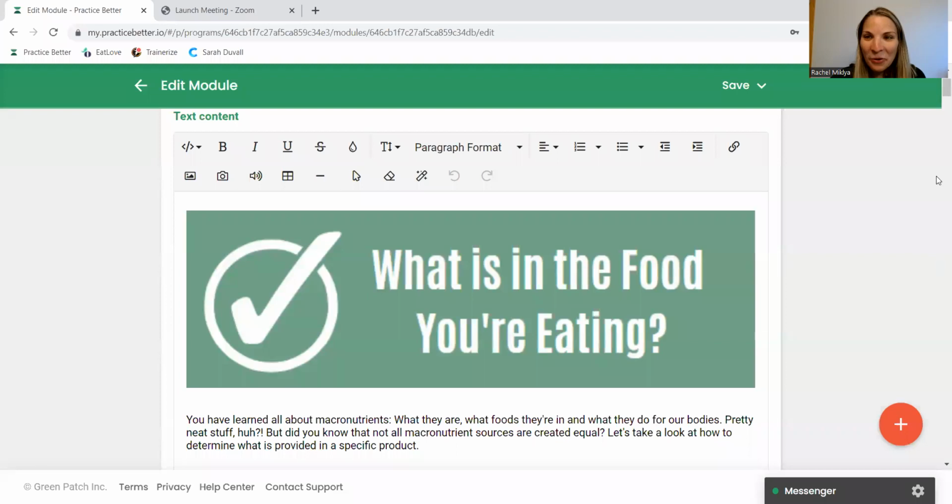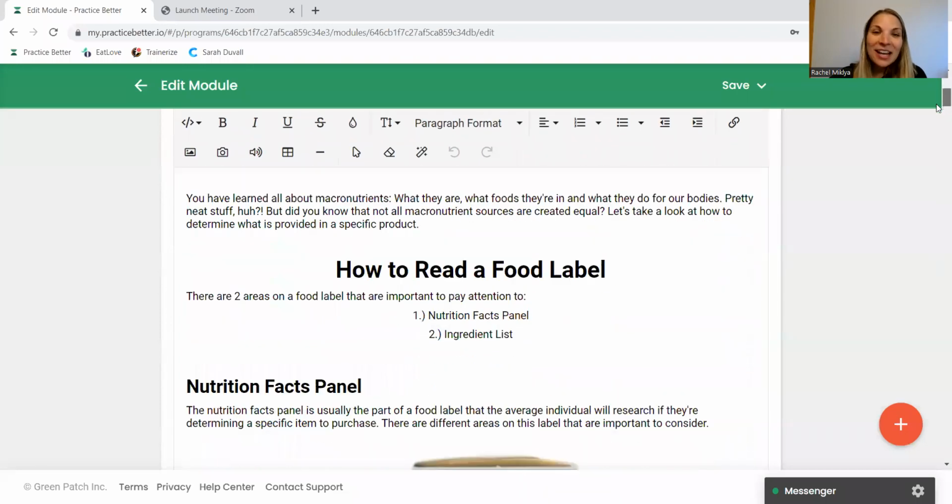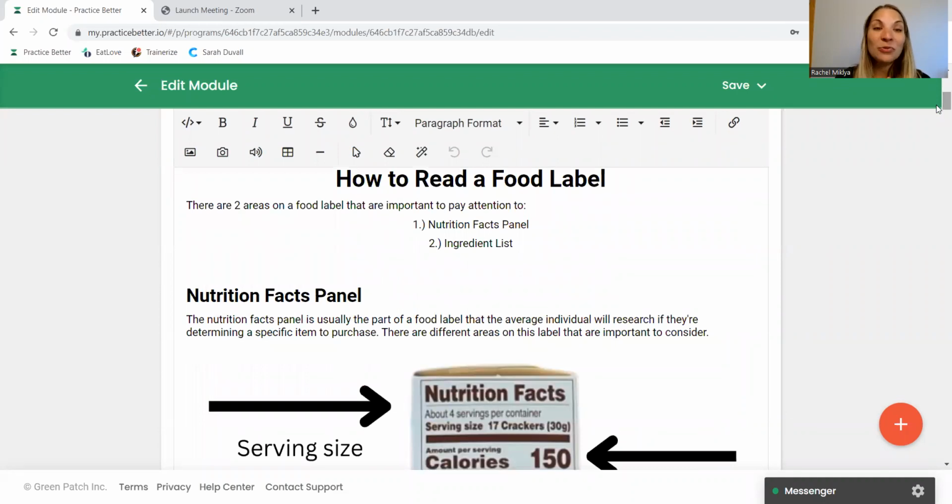I am going to share my screen here and we are going to get started. Let me see, share. I'm going to go into the module. So let's get started. First of all, I'm going to go through how to read a food label. There are two areas on a food label that you want to pay attention to: the nutrition facts panel, and the ingredient list. A lot of people think they only need to look at the nutrition facts panel, but sometimes we beg to differ that maybe the ingredients list is a little bit more important, which I'll get to in a little bit.